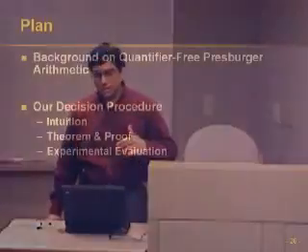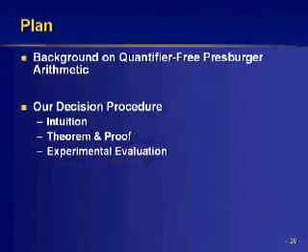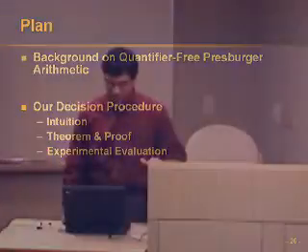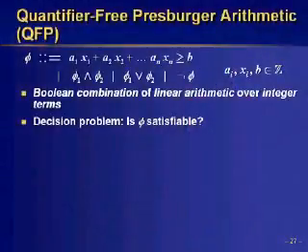Okay, so in this talk I'm going to talk about the first theory and how that's translated to SAT, and I can tell you more about how we handle the others after the talk. So let me first start by giving you some background on this theory, quantifier-free Presburger arithmetic, and then I'll give the decision procedure in 3 steps. I'll start with the intuition about why we use this approach. I'll state the main theorem that the procedure is based on and sketch out the proof, and I'll end up with experimental results that show that in practice this procedure does very well.